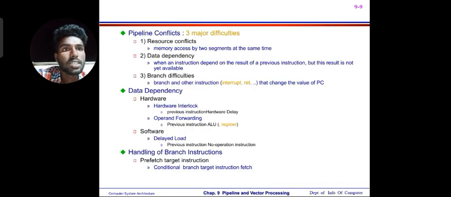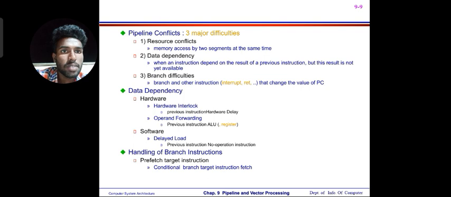Pipeline conflicts: 3 major difficulties. Resource conflicts: memory access by 2 segments at the same time. Data dependency: when an instruction depends on the result of the previous instruction, but this result is not yet available. Branch difficulties: branch and other instructions change the value of the PC.